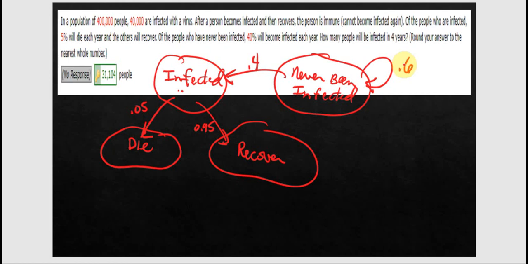So let's build this matrix P. So we have the people who are infected, the people who die, and the people who recover.